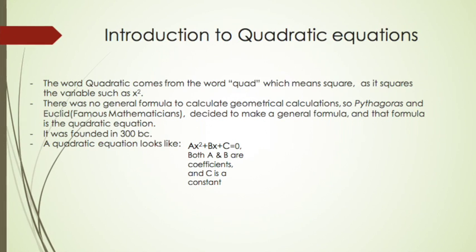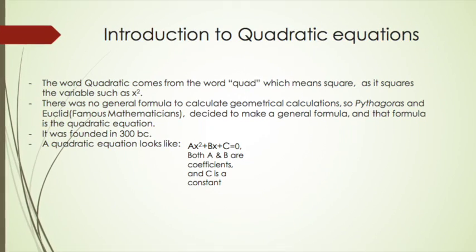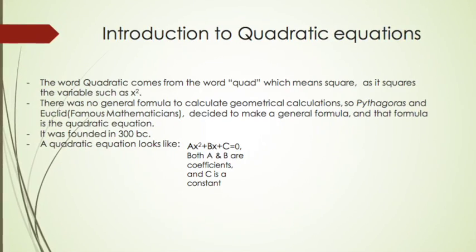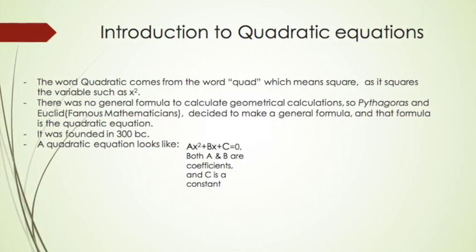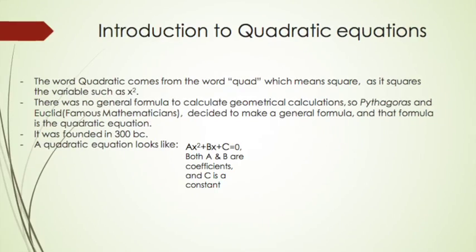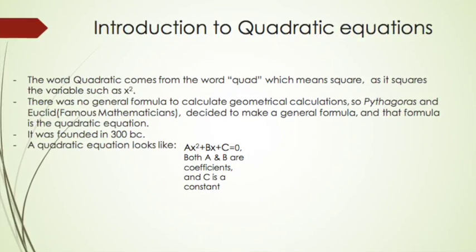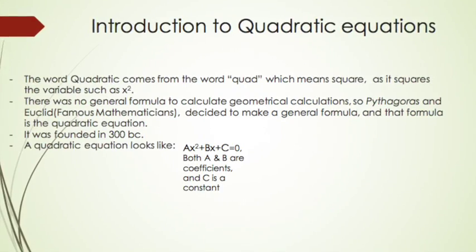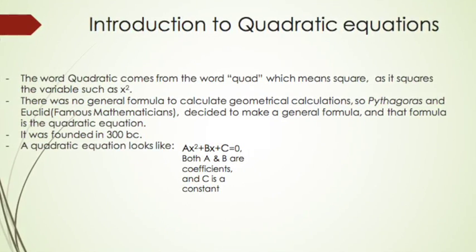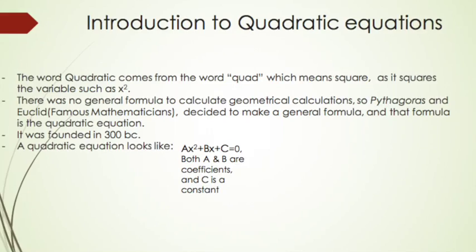The word quadratic comes from the word quad, which means square, as squares are present, such as x squared. There is no general formula to calculate geometrical calculations, so Pythagoras and Euclid, famous mathematicians, decided to make a general formula, and that formula is the quadratic equation. A quadratic equation looks something like this.